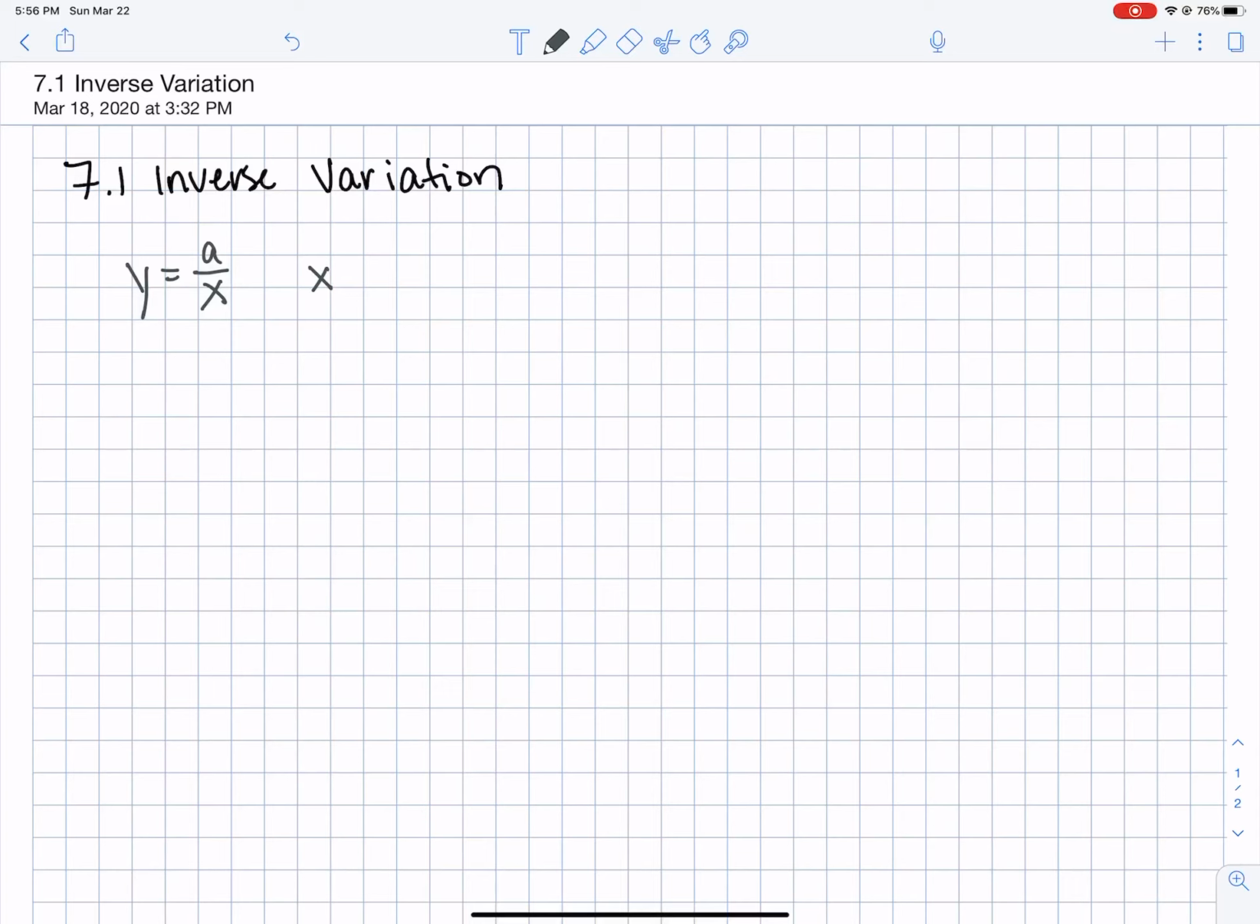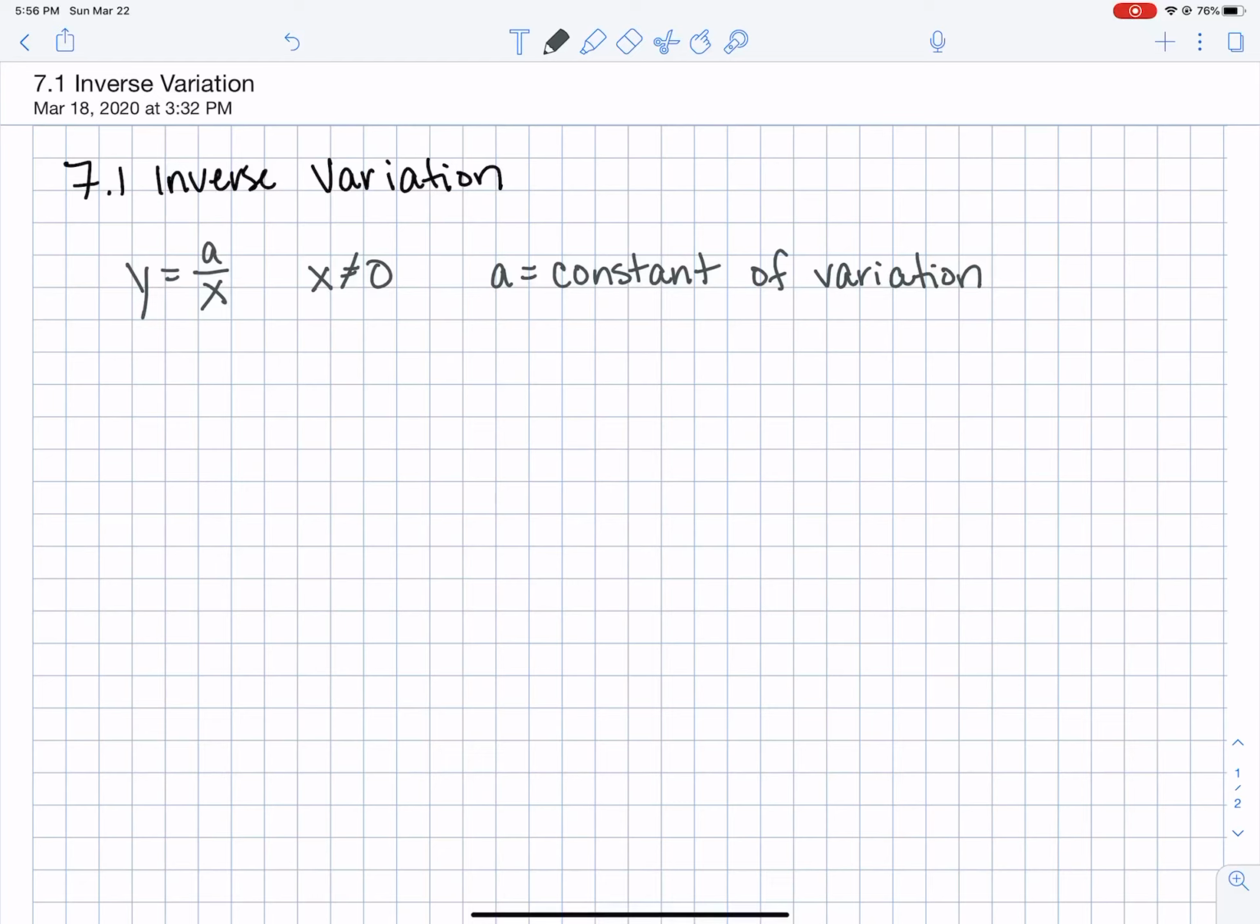And of course, in this situation, we know from our domain that x cannot be 0 because it is in the denominator. The other part that I want to point out is that a is your constant. It's what we call our constant of variation. This means that a, of course, is a number, where you're going to keep y and x as variables in your equation.